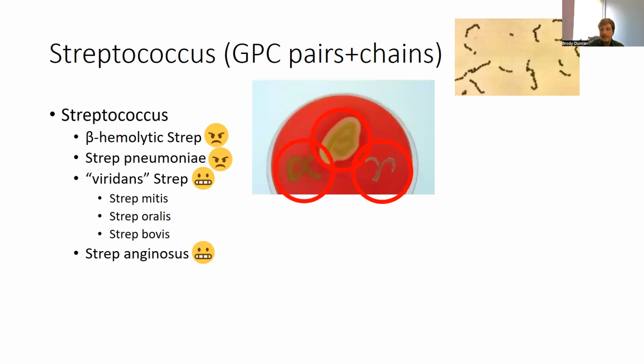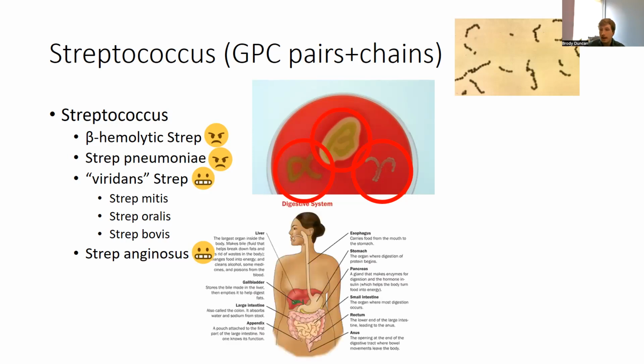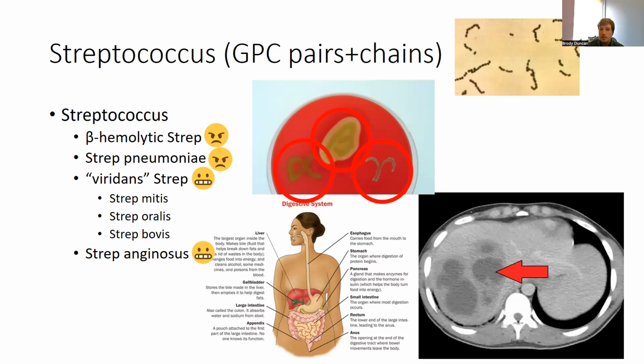It can be any of the hemolysis patterns, so that's not particularly useful, so don't worry about memorizing that. It's often found in the digestive system. So again, it can sometimes be contaminants of specimens contaminated from the digestive secretions, but it can also cause really nasty infections, especially if it gets outside of the digestive tract.